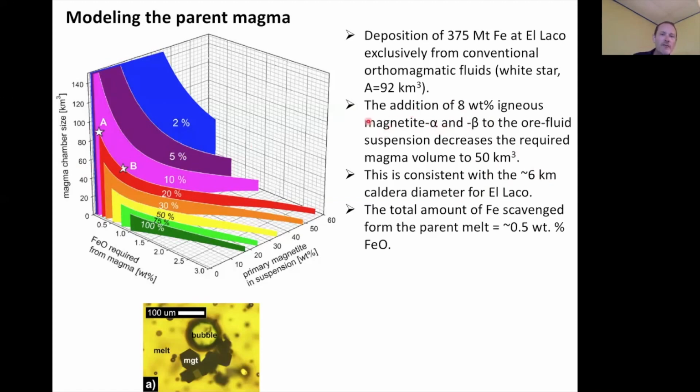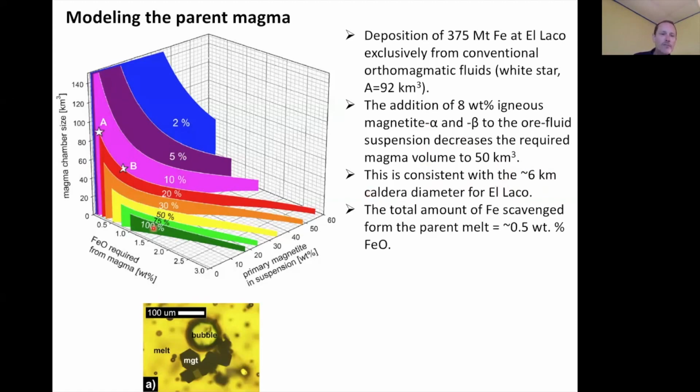These are igneous magnetites, alpha and beta. We add 8% of those to an original magmatic hydrothermal ore fluid. So we've got 92% chlorine-rich fluid, 8% magnetite alpha beta. We have a caldera diameter of about 6 kilometers, which means we've got a volume of about 50 cubic kilometers, exactly what we know was the situation at El Laco prior to the formation of the ore deposits.